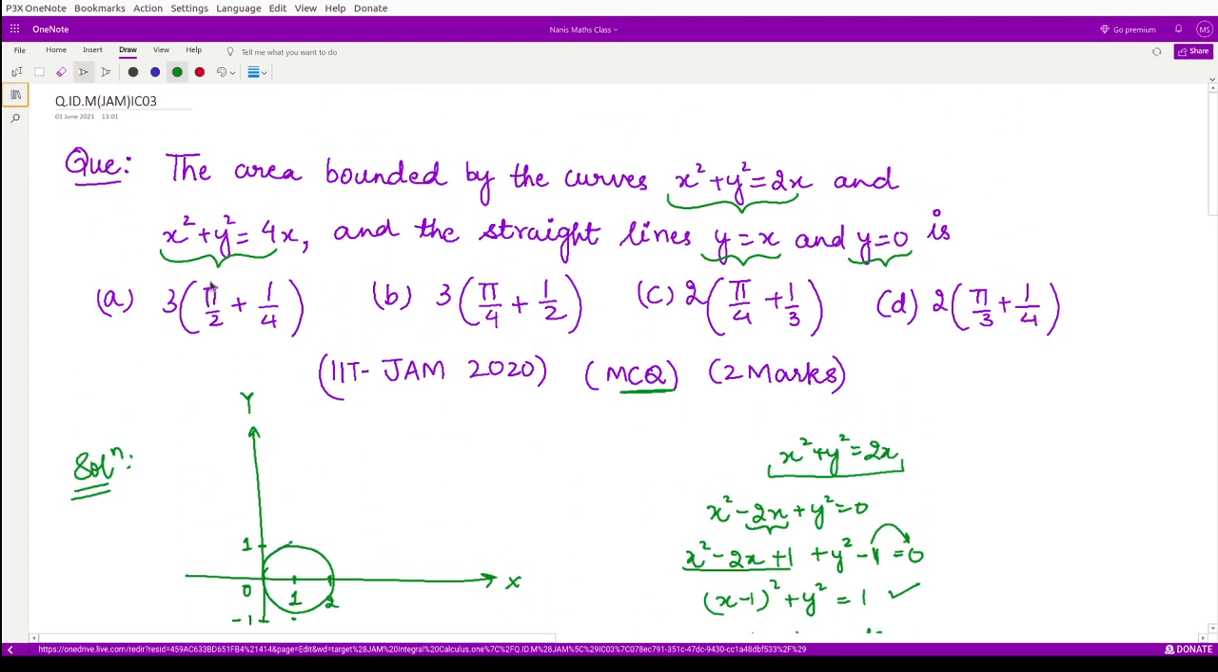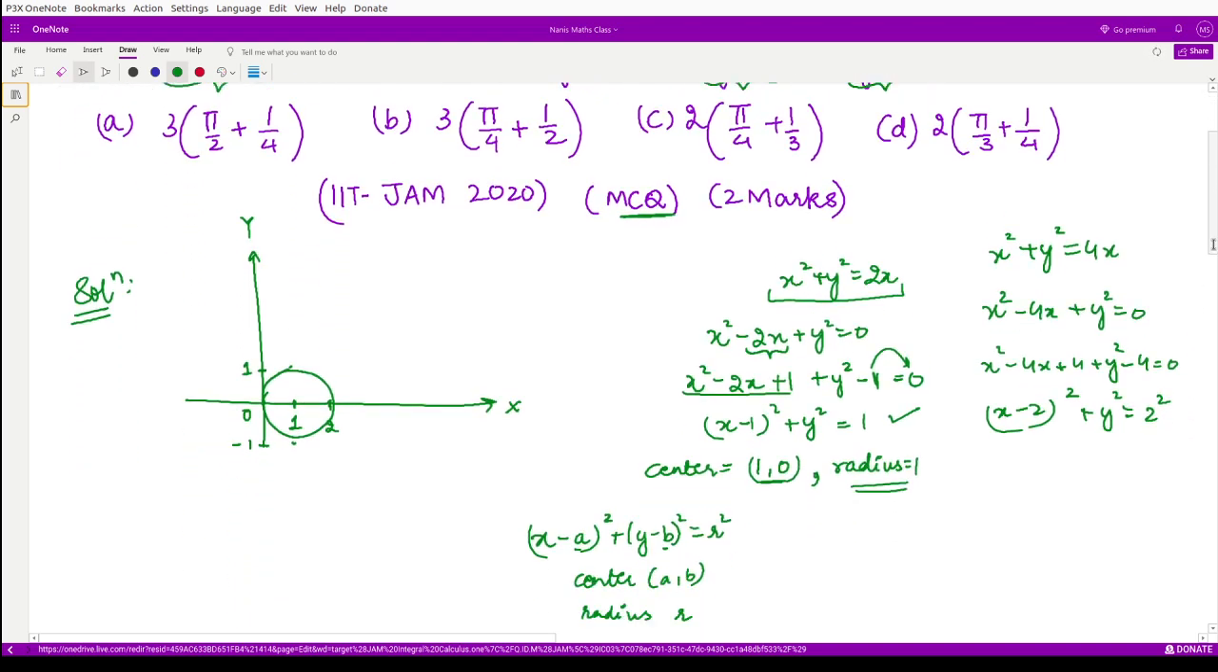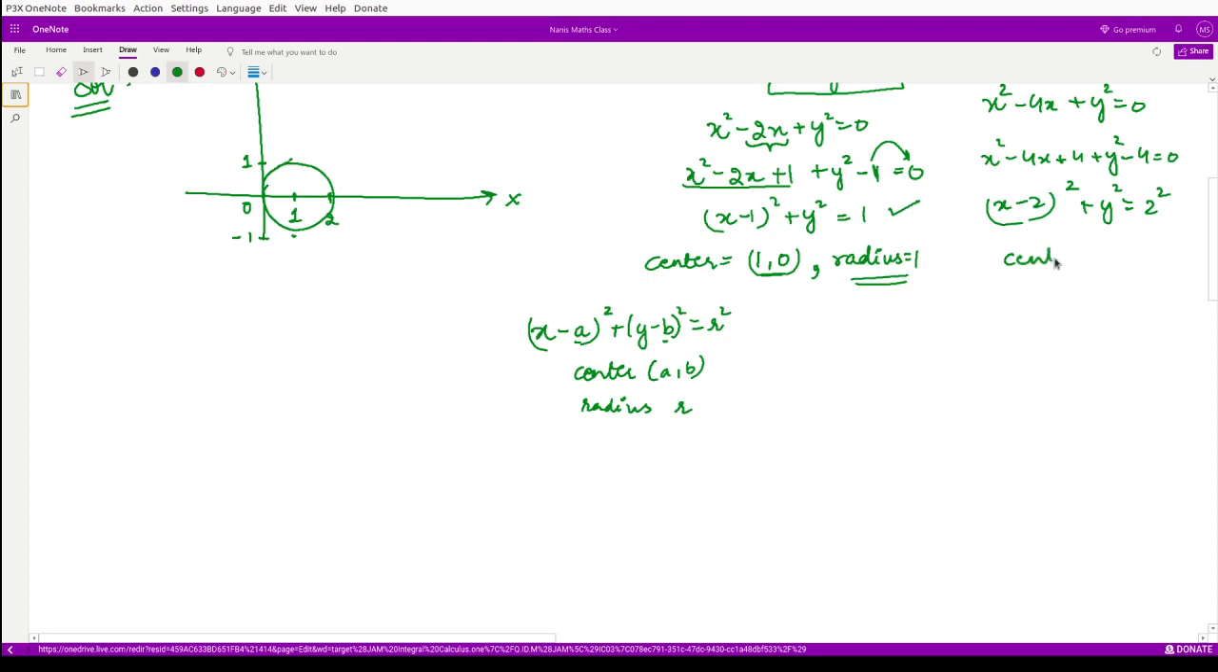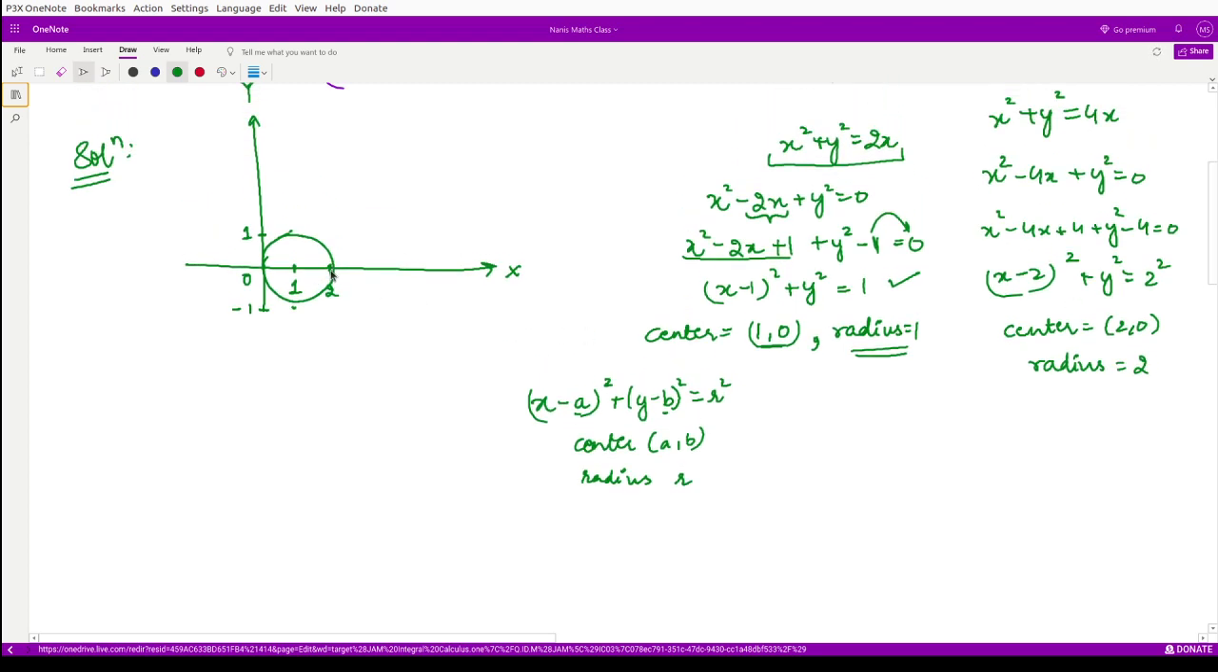Now for the second curve, we have x square plus y square is equal to 4x. So again we can complete the square in the same manner. So we would have x square minus 4x plus 4 plus y square minus 4 is equal to 0, or you can write here x minus 2 whole square plus y square is equal to 2 square. So this equation of circle has center equal to 2, 0 and the radius here is equal to 2. So accordingly when you draw this, the center is at this particular point, suppose this is 3 and this is 4, and the radius here is 2.